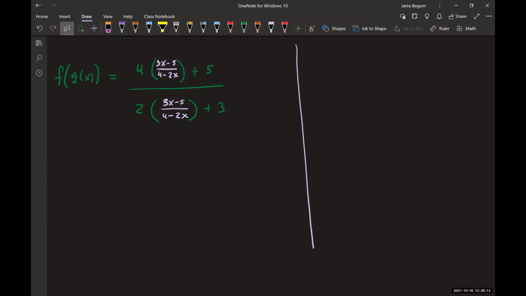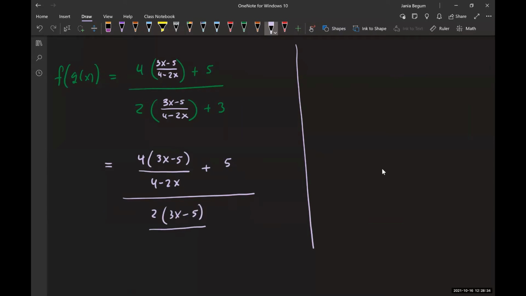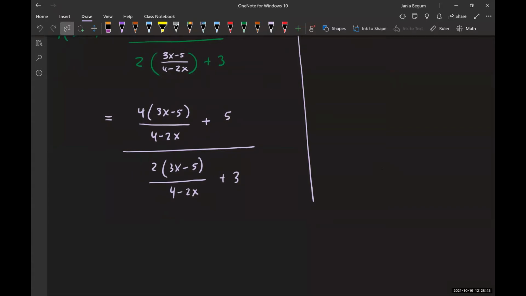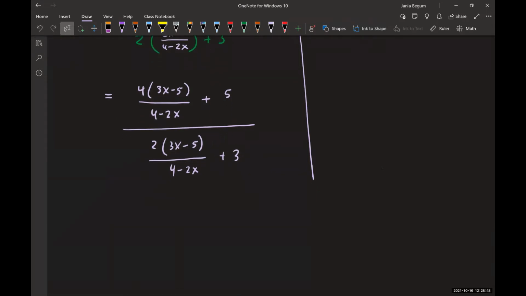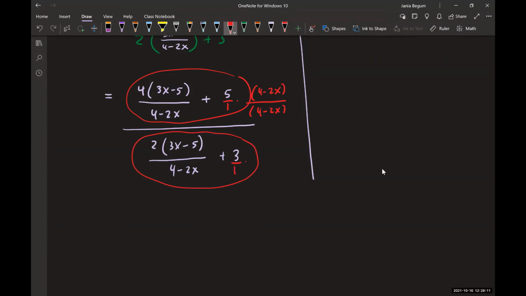Okay, so for the top, we get 4 times (3x minus 5 over 4 minus 2x) plus 5, all over 2 times (3x minus 5 over 4 minus 2x) plus 3. I just separated the fraction line, and we continue to simplify until everything becomes just x. So let's see if that happens. Here you want to put them in the same fraction using the common denominator. So you write this 5 over 1 and multiply it with 4 minus 2x over 4 minus 2x, and we do the same thing with the other one: write 3 over 1 and multiply it with 4 minus 2x over 4 minus 2x.